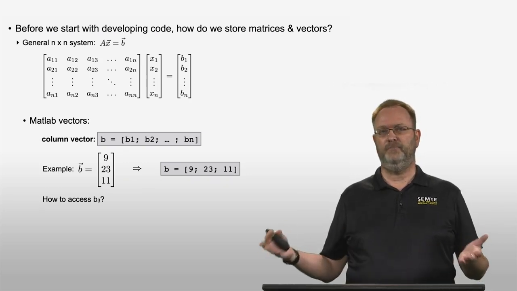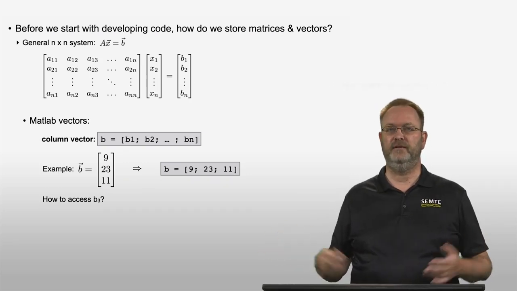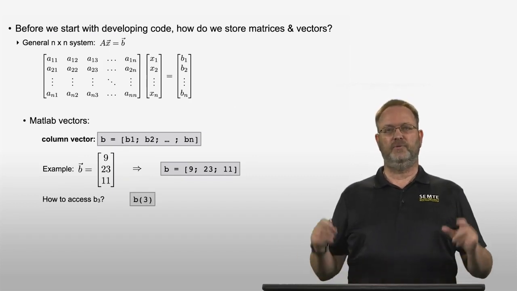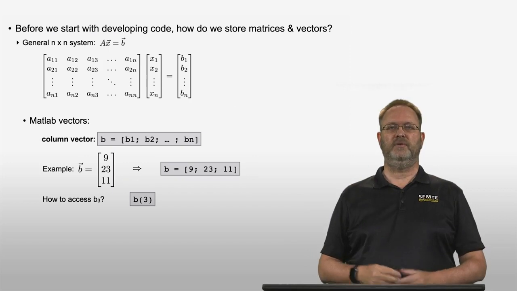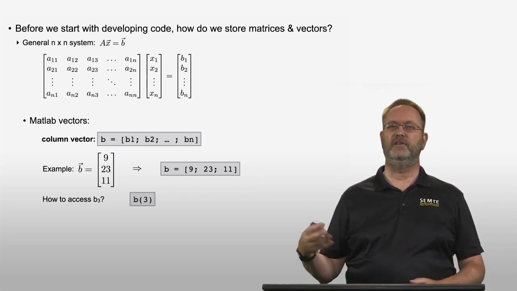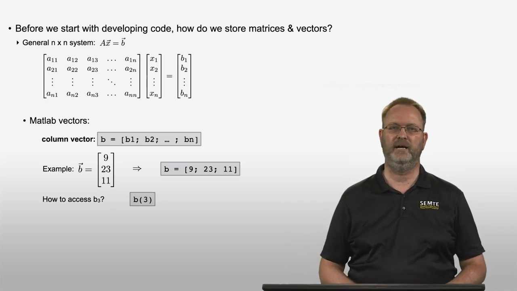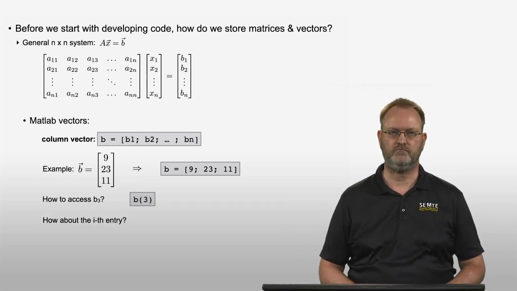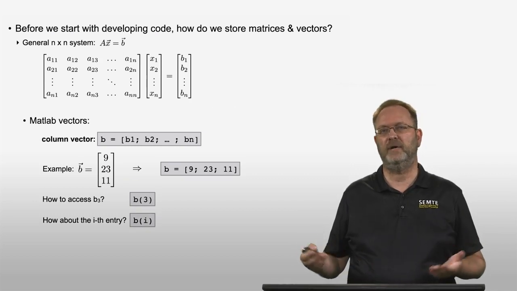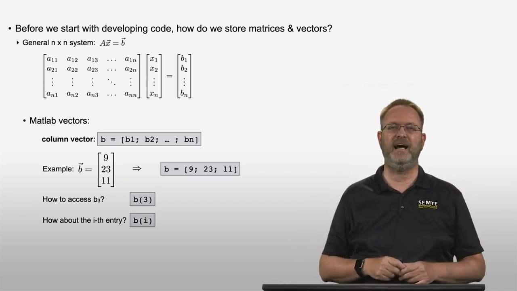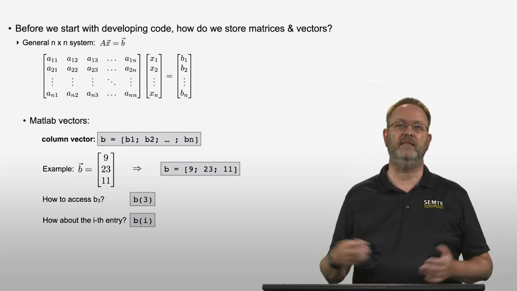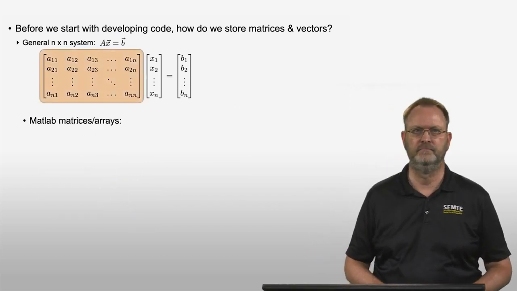Now, if we have a vector b, how do we access an entry? For example, how do we access the third entry? To do this, we just use round parentheses and write b round parentheses 3. That would give us the value of the third entry. In the example above, that would be 11. How do we access the ith entry? Well, then we just write b round parentheses i. That would give us the numerical value that's stored in the ith entry of the vector b.